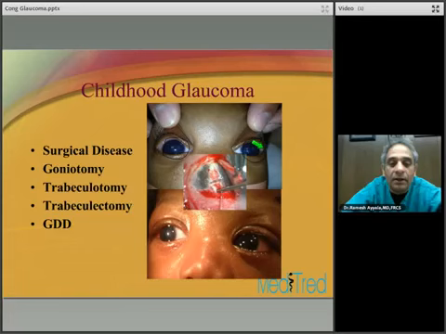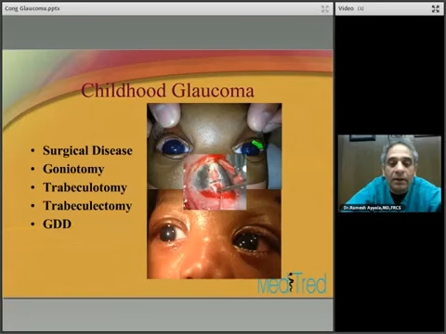Let's move on to glaucoma syndromes. And this is high yield from your exam's point of view, even though you may not see any or many of them in your lifetime. Mesodermal dysgenesis of cornea and the iris.